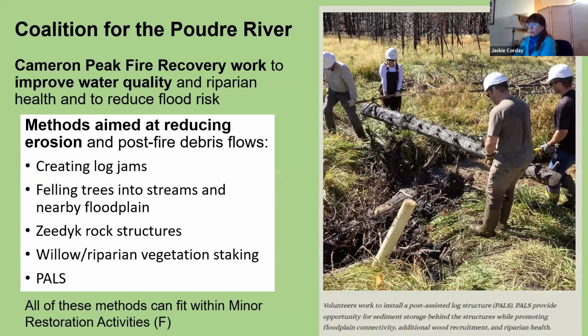This is right off of their website, and they talk about Cameron Peak fire recovery to improve water quality. And here are the methods that they're using to get at that. Creating log jams, felling trees into the streams and nearby floodplain to create that roughness that will catch sediments, the Z-dike rock structures, and then plantings and PALs. And all of these can fit within that SB 270 category.